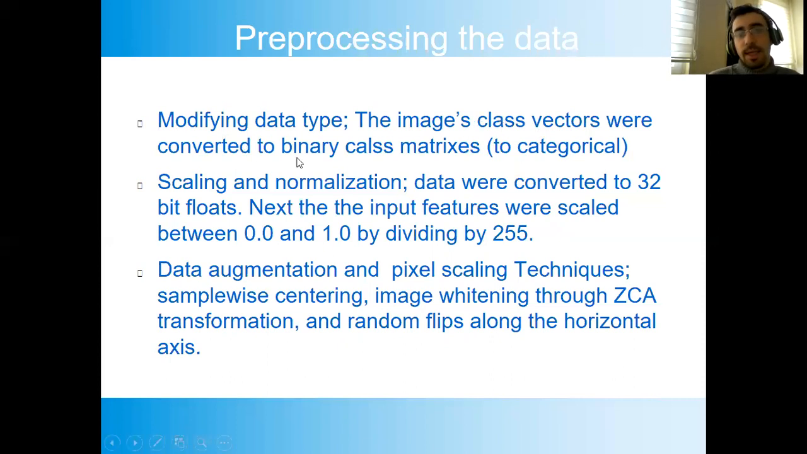So pre-processing the data included modifying the data type. I changed it using to_categorical. This is the function that I used. So the image class vectors were converted to binary class matrices using to_categorical. I'm using Keras for my work.